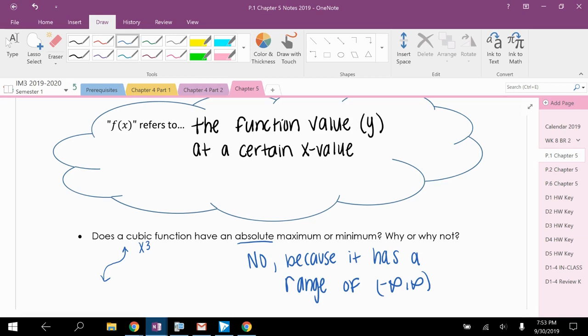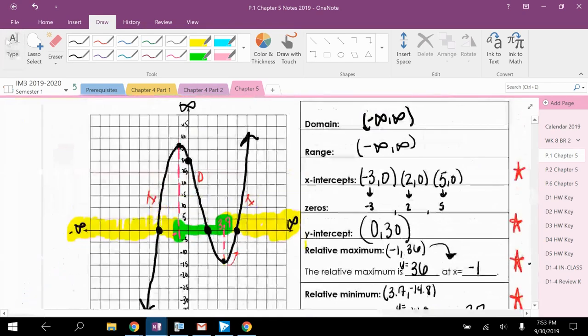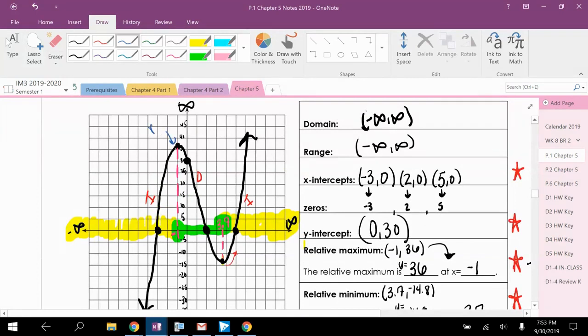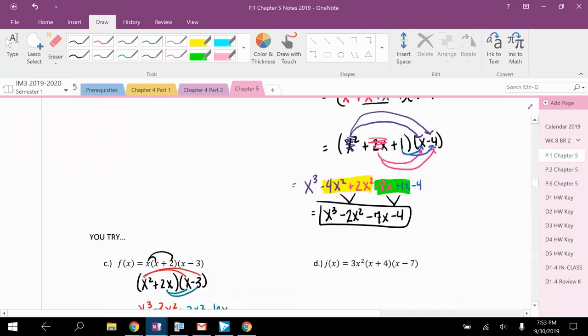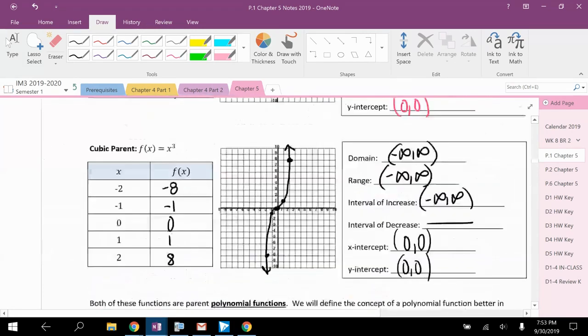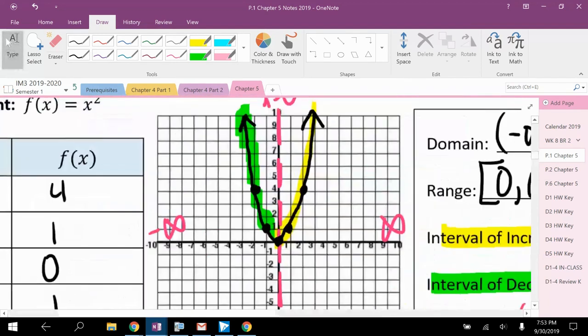We do have these relative max. This guy is a relative max, and this guy is a relative min. What is an absolute max or min? Let's go back to the first day when we did quadratics. This guy would be an absolute min. There's no point that's lower than 0. There's nothing down here. That's what it means to be an absolute min.